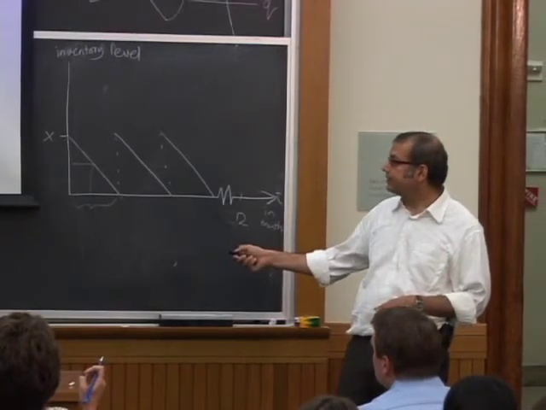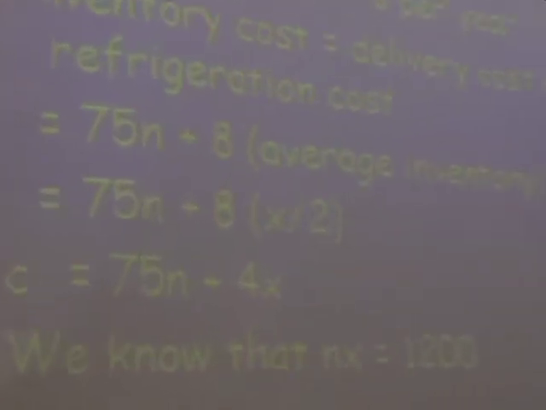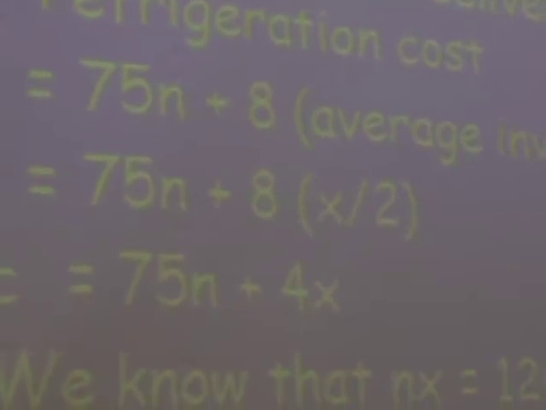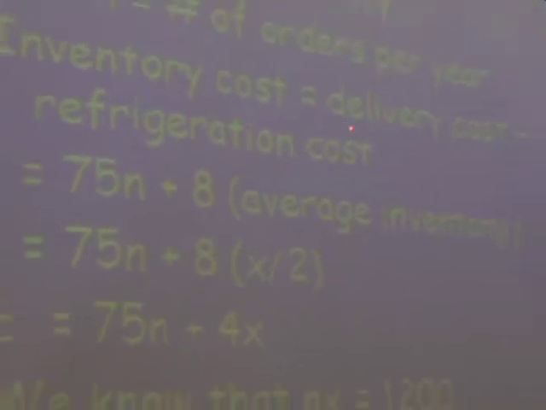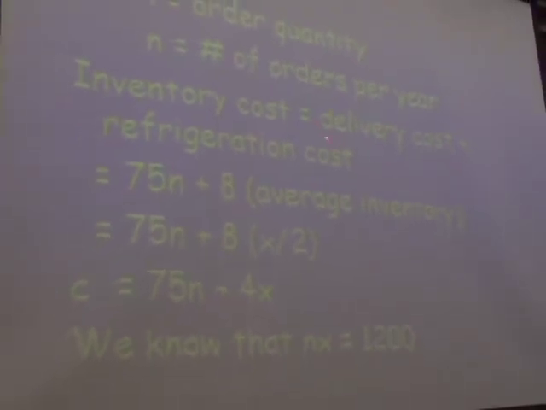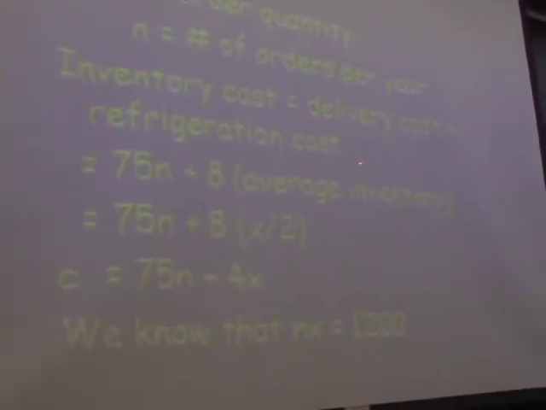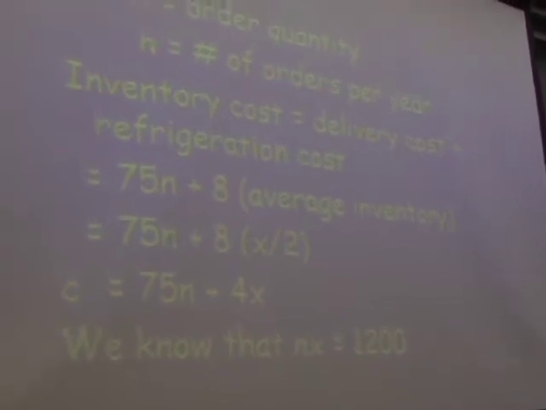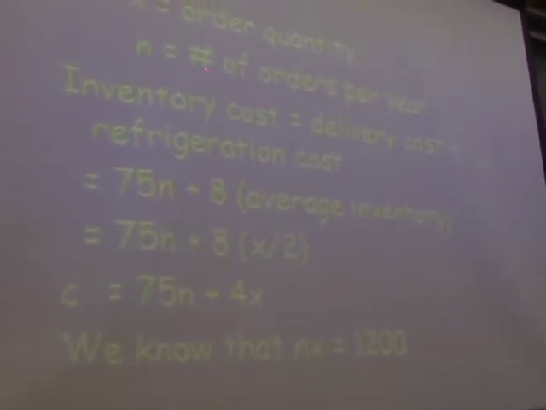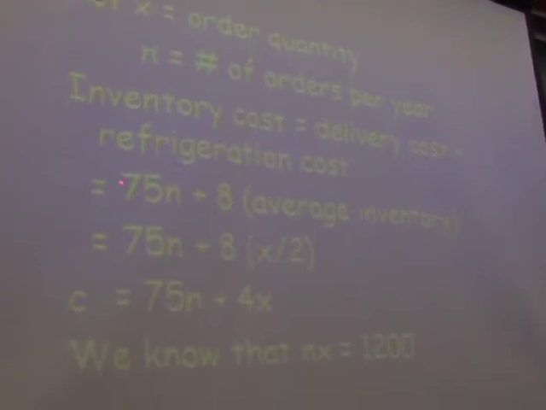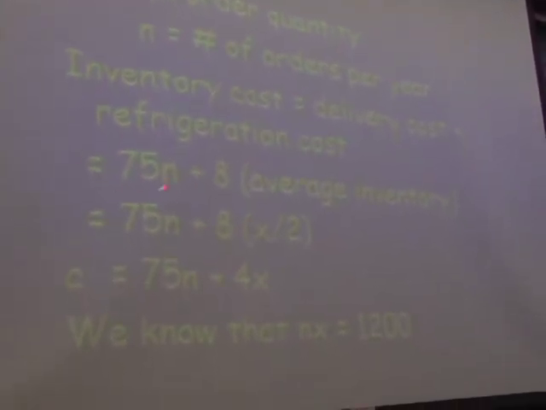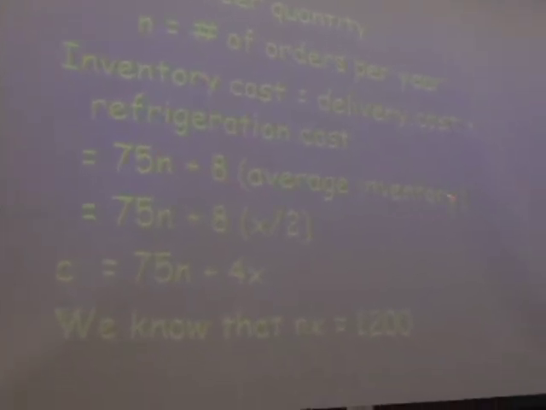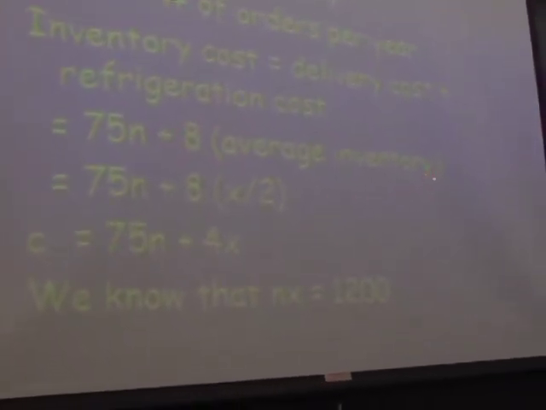That's for the whole year, yes. So this is annual inventory cost. Okay? And what is that? It's annual delivery cost plus annual refrigeration cost. Well, how many orders do you have in a year? N. How much does each order cost? 75. So that's your annual delivery cost. And that is your annual refrigeration cost.